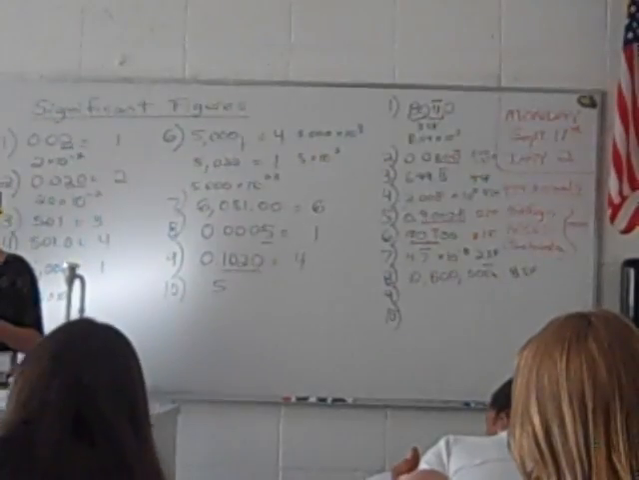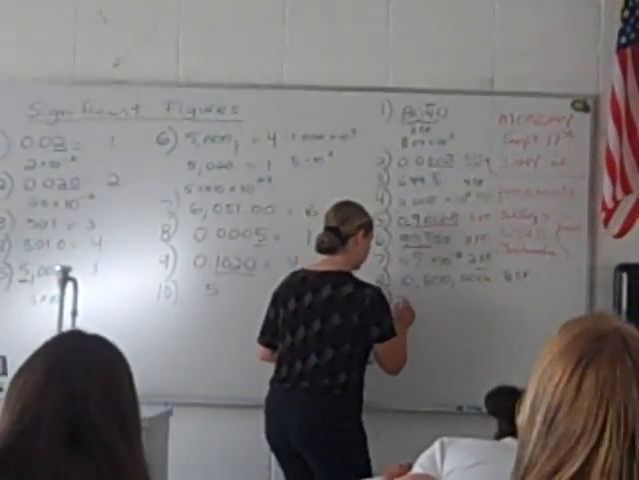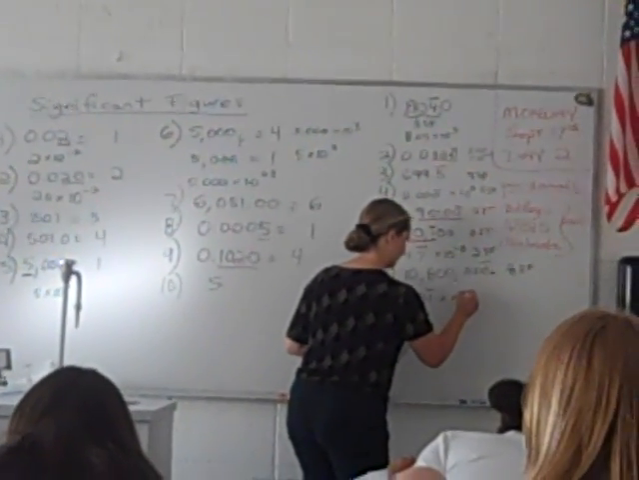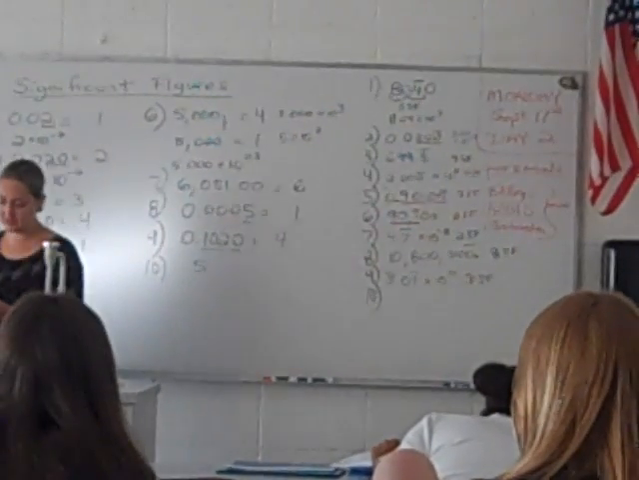Number 9, how many significant figures does that have, Josh? 3. 3. The rest of those zeros are not significant.